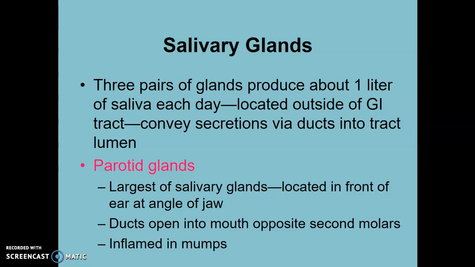The parotid glands are the largest, and they're in the front of each ear at the top of the angle of the jaw. And you can go back to that picture that we looked at showing all the glands of the body. I'd have to go back pretty far, but take a look at that to find the parotid glands. The ducts open into the mouth right around where the second molars are. And when the parotid glands become inflamed, we call that mumps.